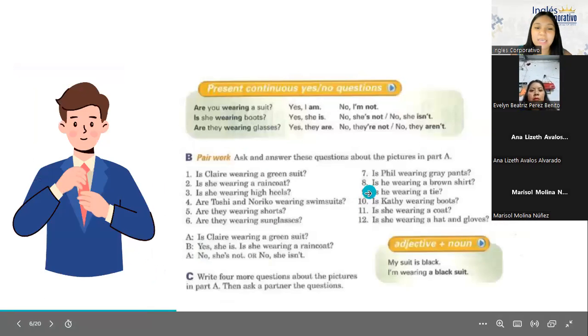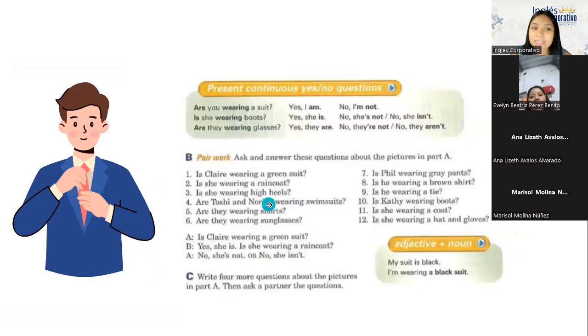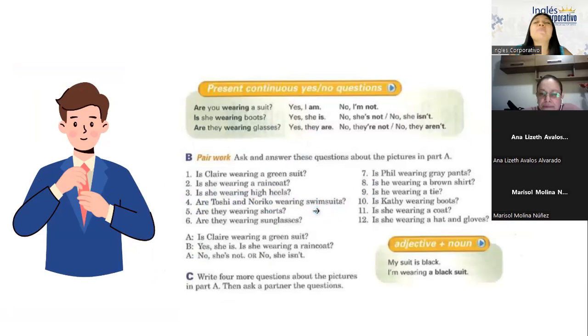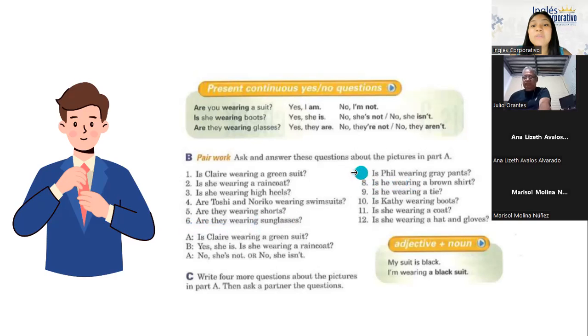Ah, lleva zapatos, dice. Yes, de tacón. Yes, she is. Okay, number four. Are Toshi and Noriko wearing swimsuits? No, they are not. Excellent. Are they wearing shorts? Yes, they are. Are they wearing sunglasses? No, they aren't.